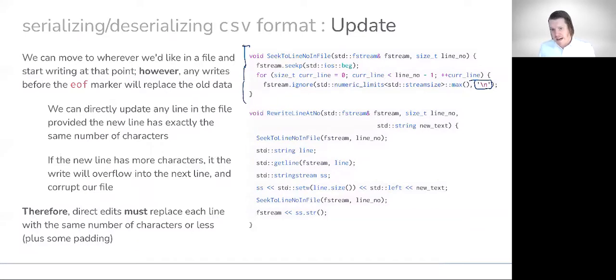So all this seek to line number in file is doing is modifying the pointer in our fstream to where we're looking to currently write. If I want to rewrite a specific line in my file, I could write a function such as rewrite line at number. I would need a file stream, which I'm going to manipulate, a line number, which I'm passing in as an object of type size_t, and the new text I want on that line. First things first, let's get to the line we're interested in writing to. Once we're at that line, I'm going to extract it by calling getline on my fstream to pull that line out.